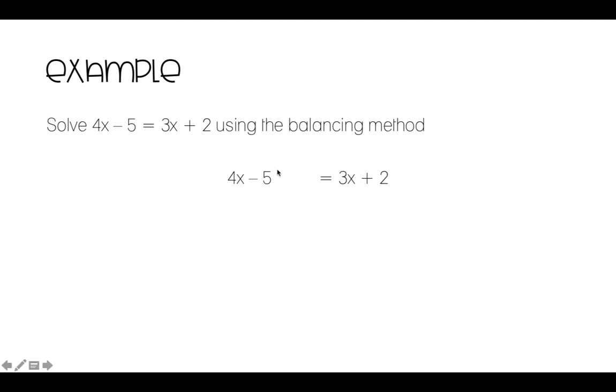So to remove this 5 from this side and move it to the other side, I'm going to add 5 to both sides. So these cancel out. I end up with 4x, because 4x is all that's left, equals 3x plus 7, because 2 plus 5 is 7. Then I'm going to subtract 3x from this side so that I can move it to the other side. 4x take away 3x gives us 1x. These cancel out, so we end up with just x equals 7.